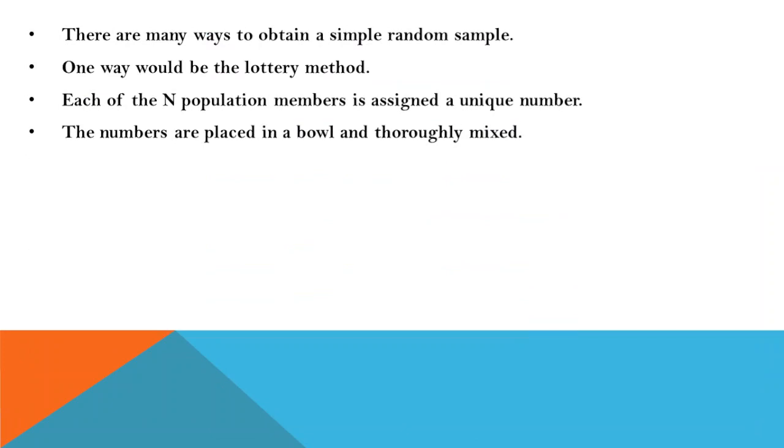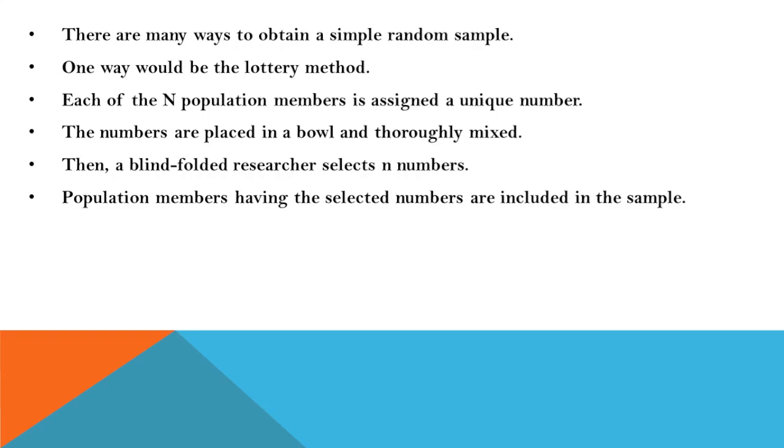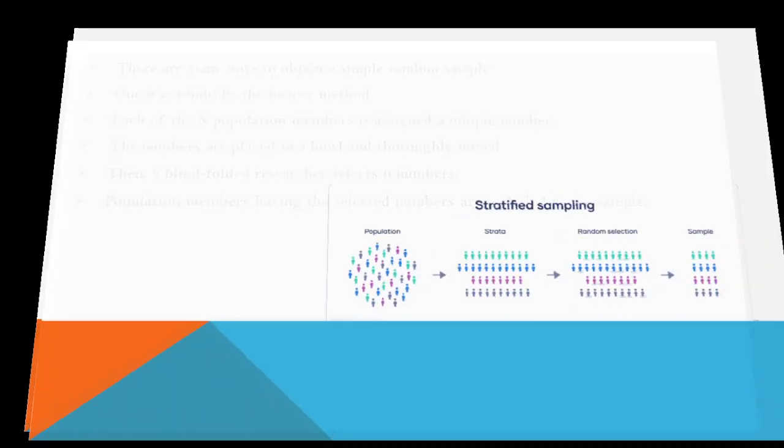There may be ways to obtain a simple random sample. One way would be a lottery method. Each of the N population members is assigned a unique number. The numbers are placed in a bowl and thoroughly mixed. Then a blindfolded researcher selects n numbers, which is a lottery method, one type of simple random sampling. Population members having the selected number are included in the sample.